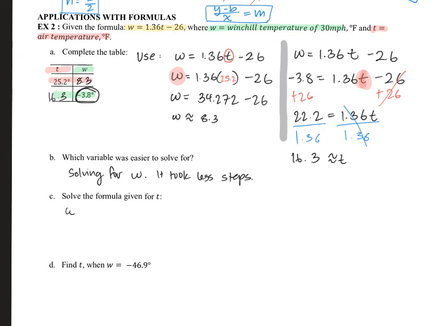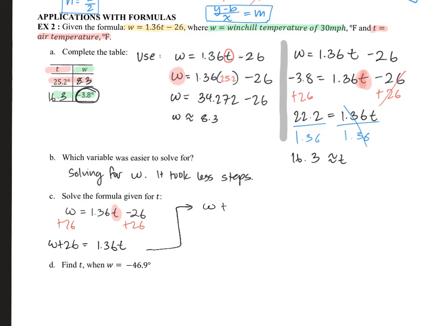Okay, so we're given our formula, W equals 1.36T minus 26, and we're going to solve for T. Well, where is T? T is right here. So we're going to get T by itself. Take a moment, pause the video, and try to solve for T by yourself. All right, so solving for T. Let's see, we'll add 26 to both sides. And then that gives me W plus 26 equals 1.36T.